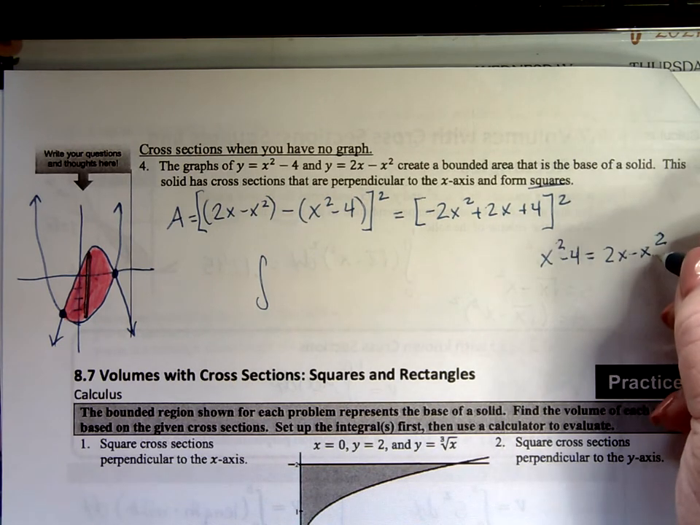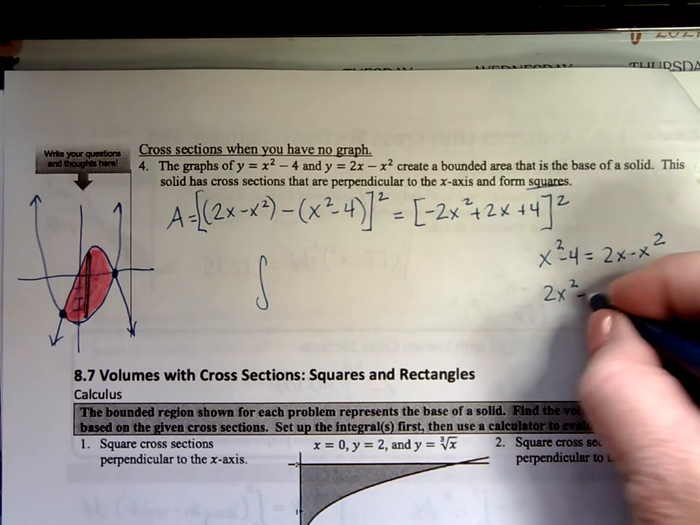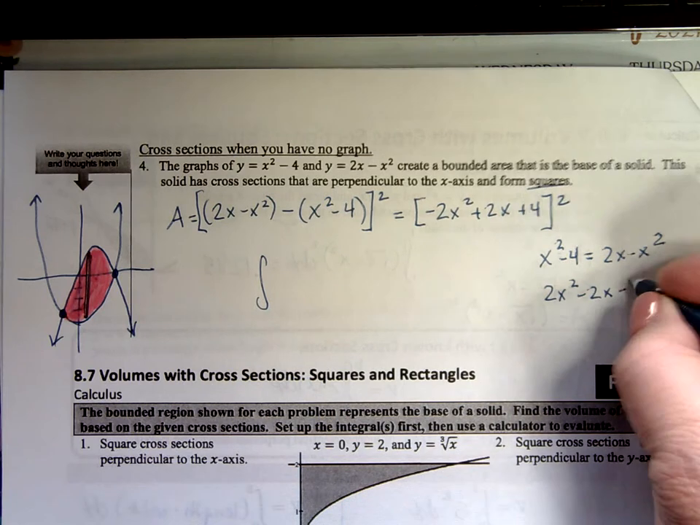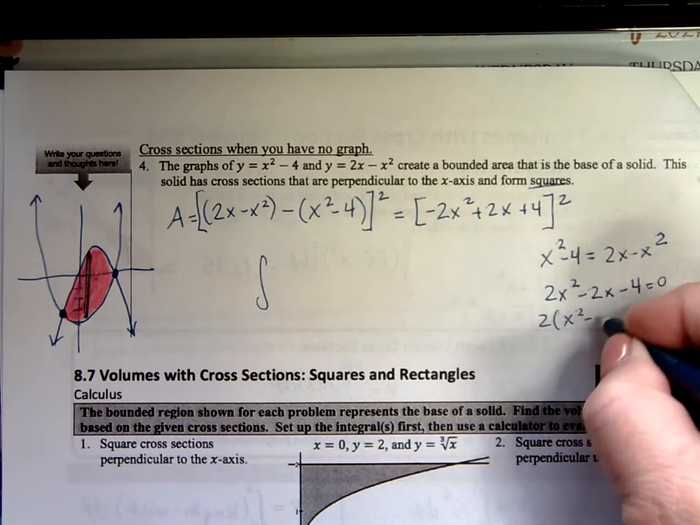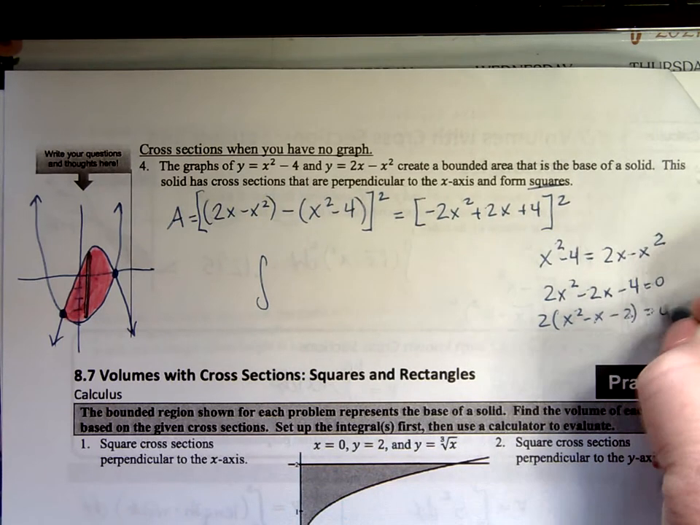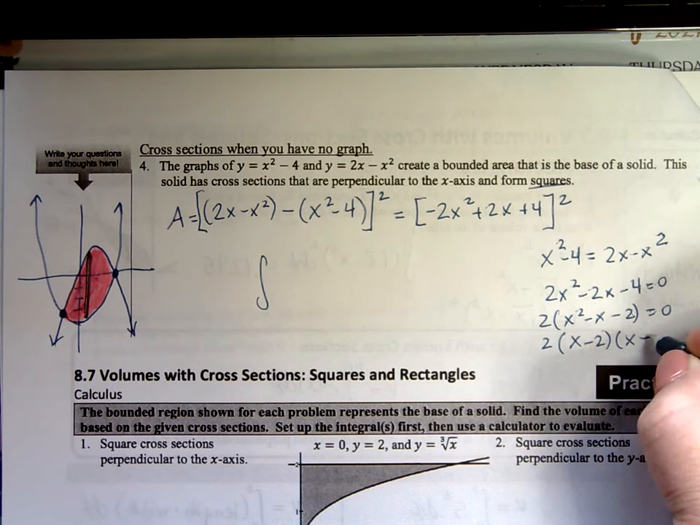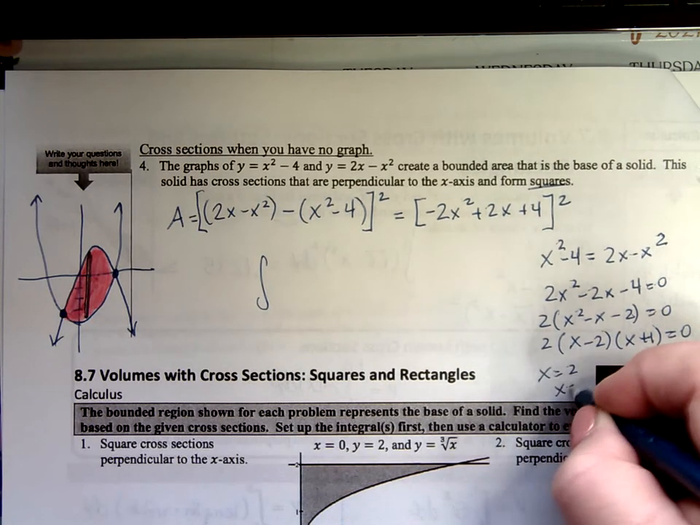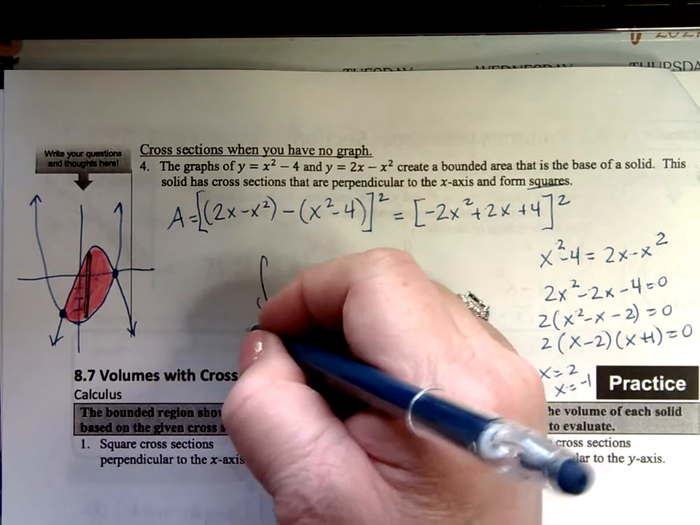All right, so I'm going to bring everybody over here: 2x squared minus 2x minus 4 equals 0. Take a 2 out: x squared minus x minus 2. The 2 in front I don't care about, it gets ignored. (x minus 2)(x plus 1) gives me x equals 2 and x equals negative 1. So now I know my bounds, negative 1 and 2. Does it make sense?